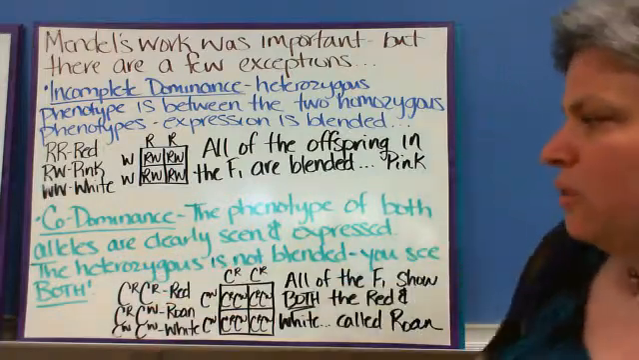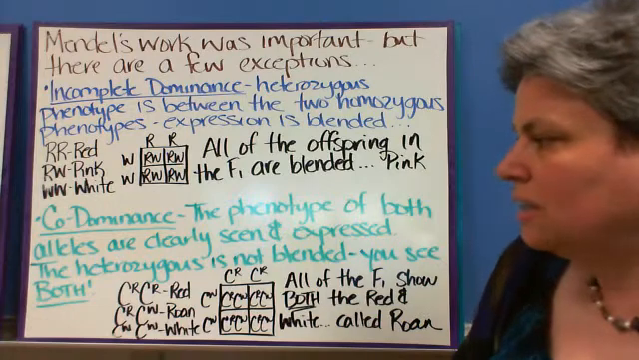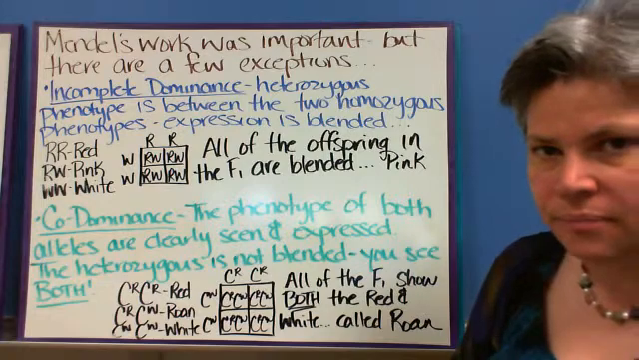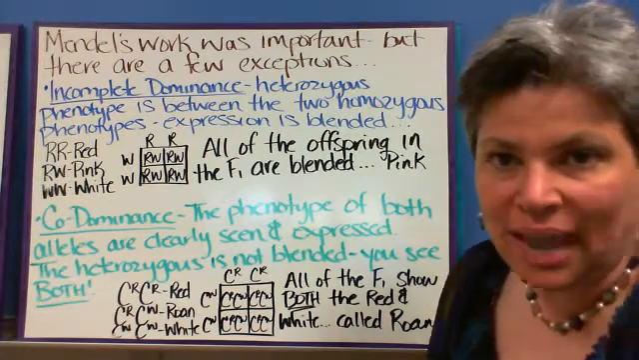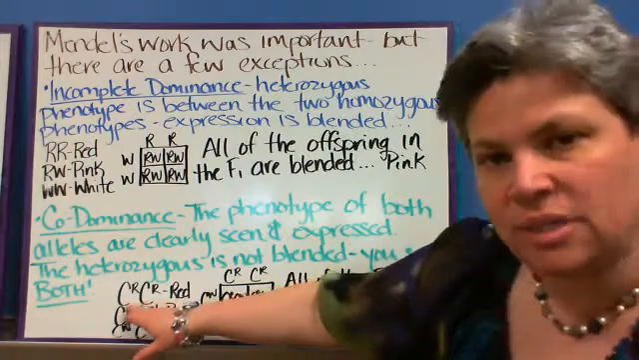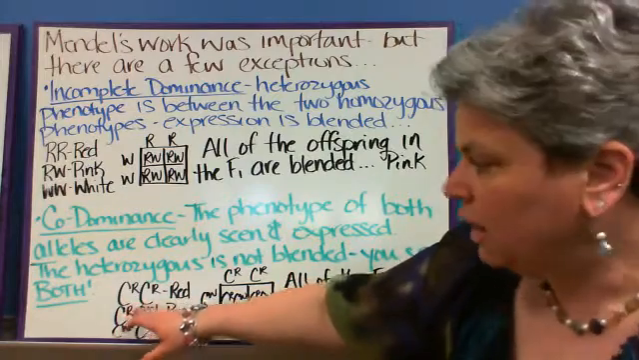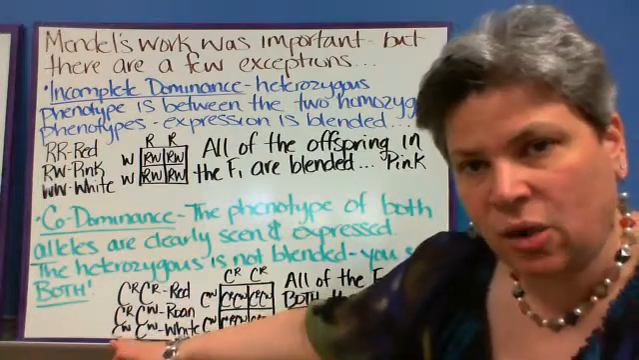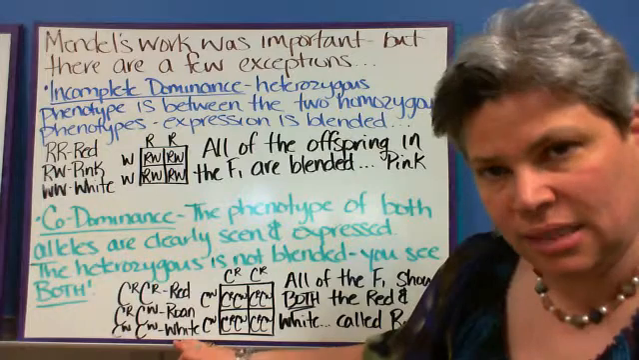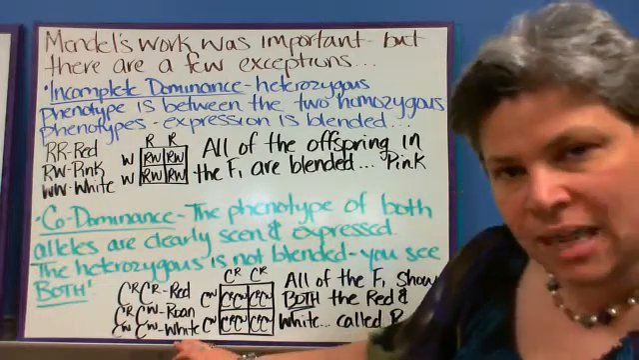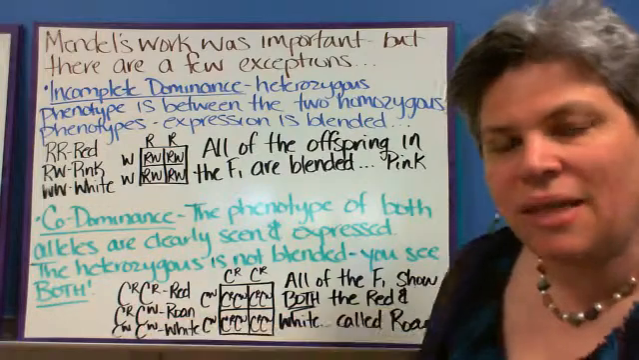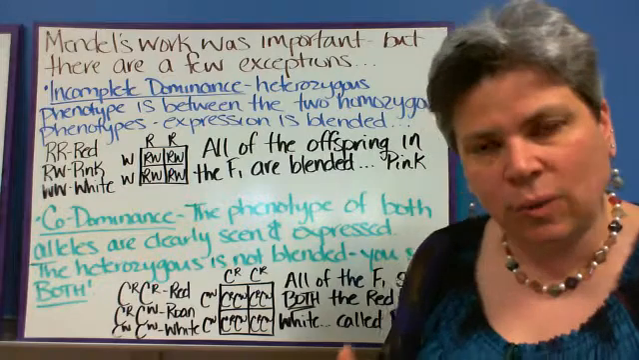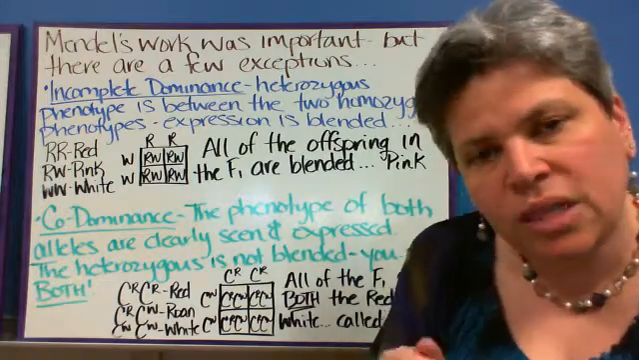The phenotype of both alleles are clearly seen and expressed. The heterozygous is not blended. You see both of them. So the example here happens in cows. So I'm going to use that capital C to say, okay, this is codominant, and then I'm going to have the R to tell me it's red. And then again, the capital C saying it's codominant, and that's going to be my white, the CW. So when I put them together and I have CR, CW, that gives me a condition called roan. Well, what would that look like? If you went up to the red cows and you looked at their hair, you would see all red hair.